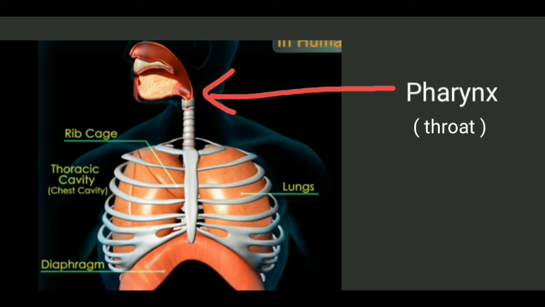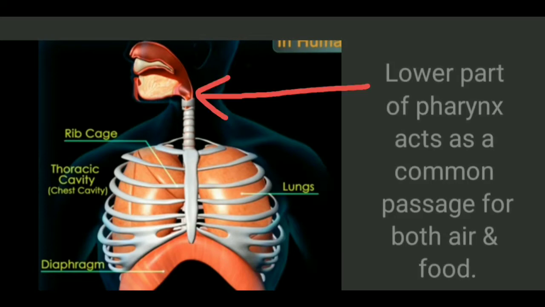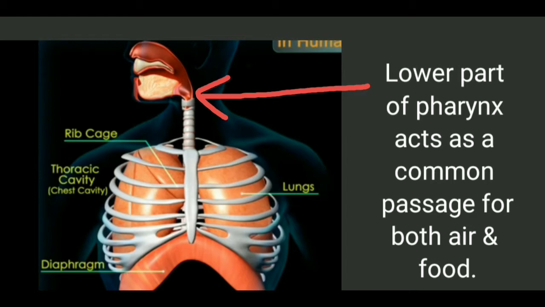Pharynx is the throat. That is the throat part of us. Now the lower part of the pharynx has a double purpose. It has a double function. That is, the food also passes through it. The food which we are swallowing with our mouth also passes through it. And also the air which we breathe in with our nose passes through the pharynx. So both things are going through the pharynx.